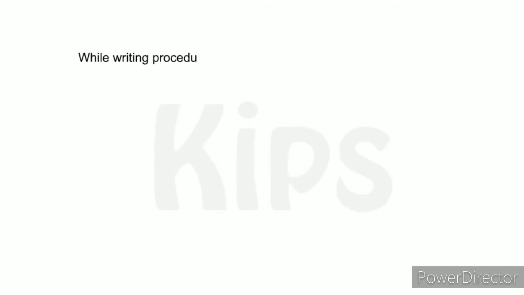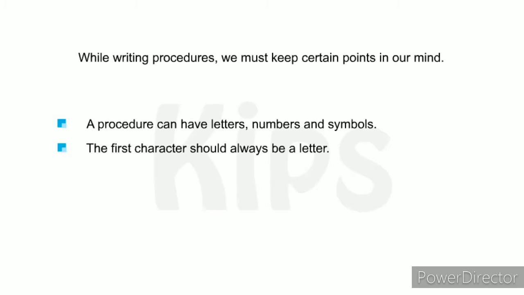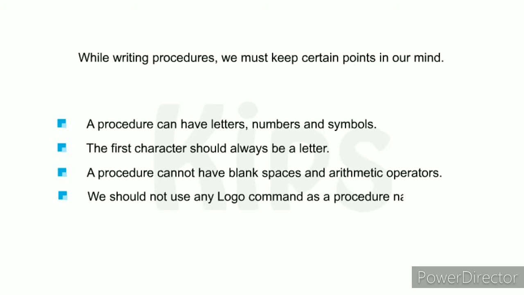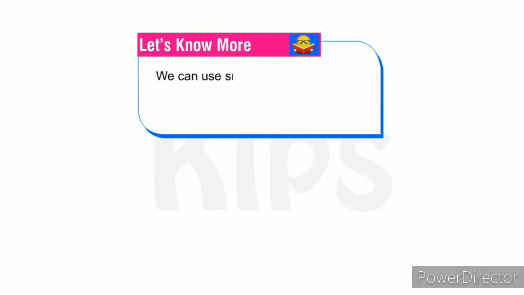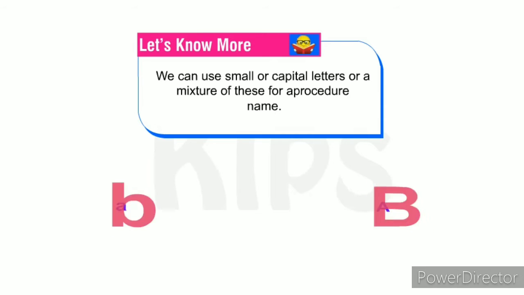While writing procedures, we must keep certain points in our mind. A procedure name can have letters, numbers, and symbols. The first character should always be a letter. A procedure name cannot have blank spaces and arithmetic operators. We should not use any Logo command as a procedure name. Let us know more. We can use small or capital letters or a mixture of these for a procedure name.